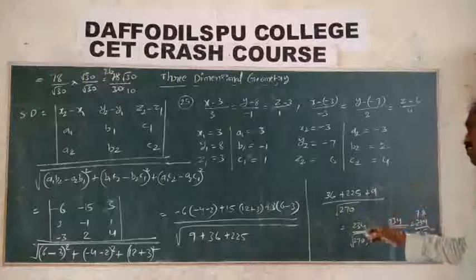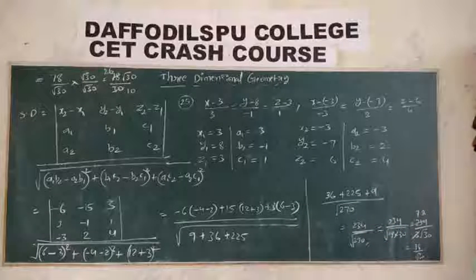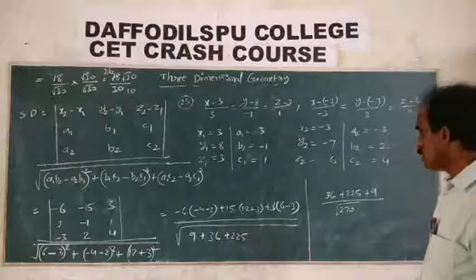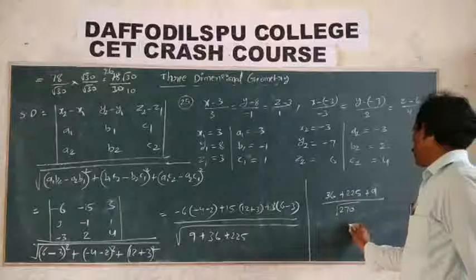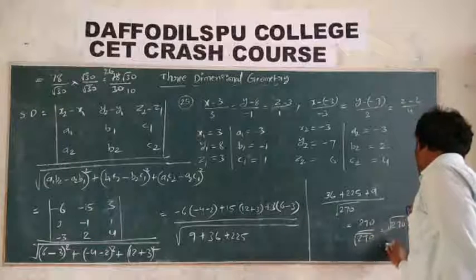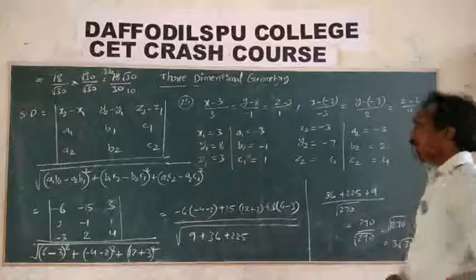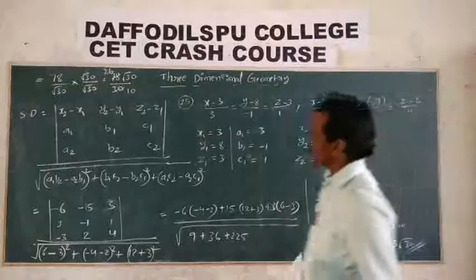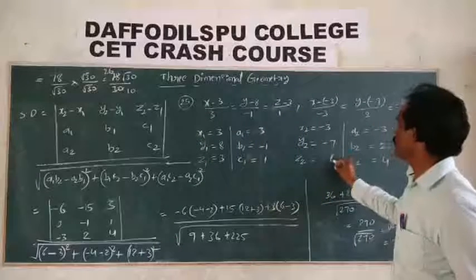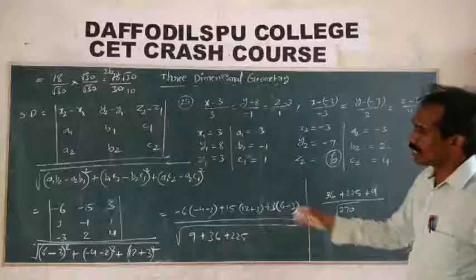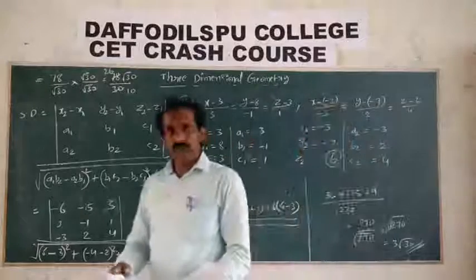So that implies the same value. Denominator 225, 36 plus 9, this is equal to 270 by root 270. This is equal to root 270, that implies 3 root 30. Right, so for question 25, the fourth option is the correct answer: 3 root 30. Just here was a mistake; in place of 6, I took minus, that's why. Okay students, we continue the remaining problems in the next class.